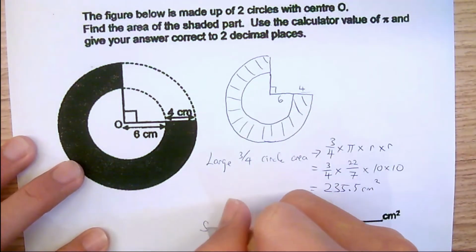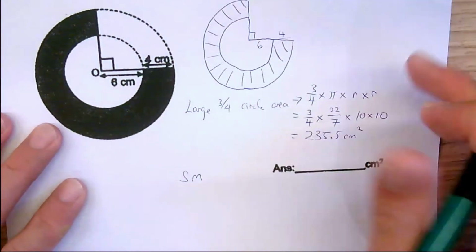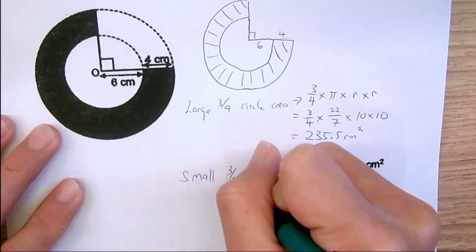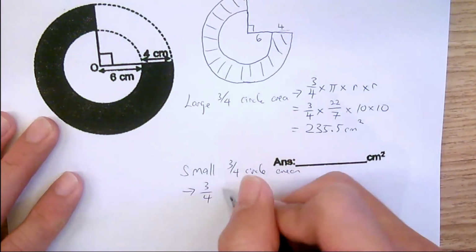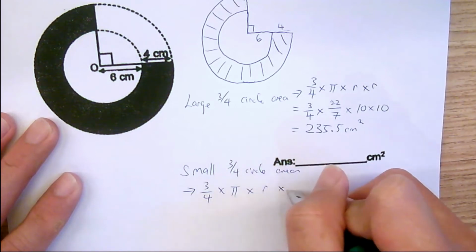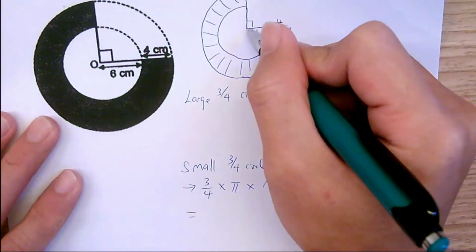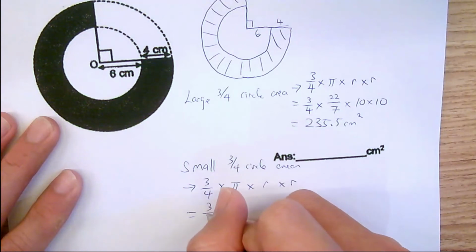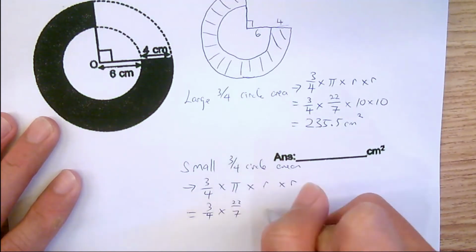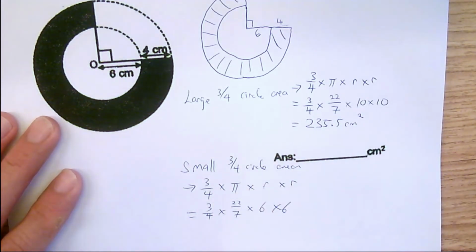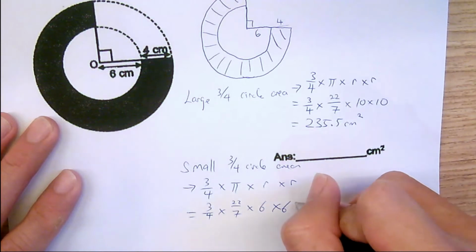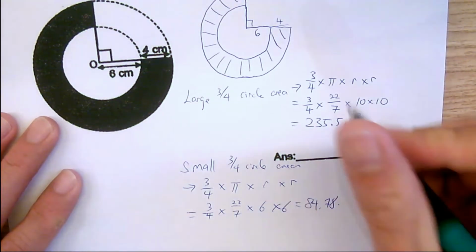Let's find the smaller one. Small 3/4 circle area would be the same thing, 3/4 multiplied by pi times r times r. Just that in this case, what is the radius? It will be this, because it's the smaller one. So it's just 3/4 multiplied by 22/7 multiplied by 6 times 6. If I throw all this into my calculator, I get 84.78.